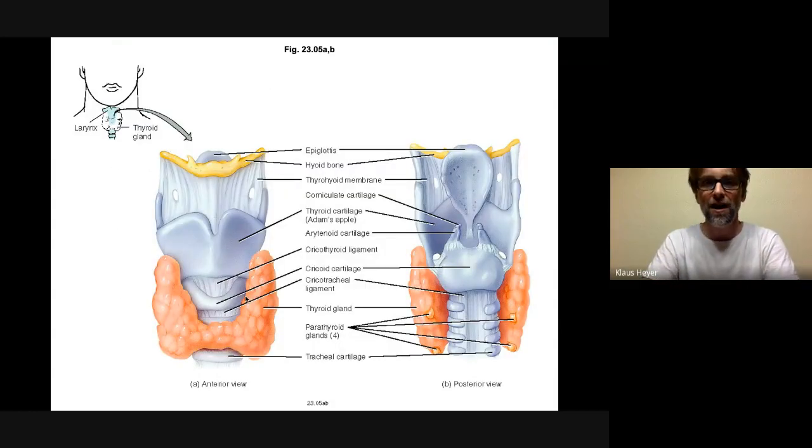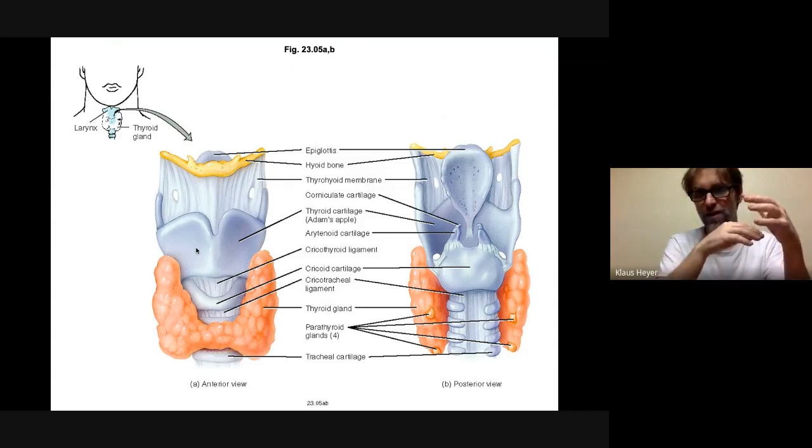Okay, here's both an anterior and posterior view of the larynx. You can see the epiglottis here at the top. You see the hyoid bone, the only bone that doesn't articulate with another bone. The main Adam's apple, that main cartilage, is the thyroid cartilage. If you feel for your Adam's apple, and then you'll feel a depression, and then you feel the next cartilage. That's your cricoid cartilage. And in between your thyroid cartilage and your cricoid cartilage, as you see, is the cricothyroid ligament.